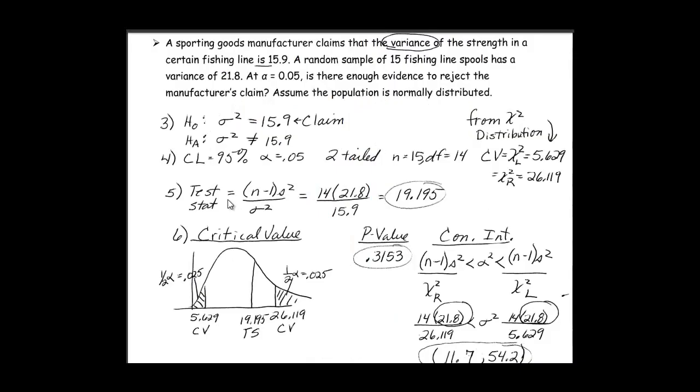When we set up to do our test statistic, it is our degrees of freedom times our sample variance divided by the population variance. Now they were giving us variance. It's already there. I don't need to square anything. So these are both variances. This is the sample. This is the population variance. When I plug all this in, I get a test statistic of 19.195, which looks like it would fall between these two values.